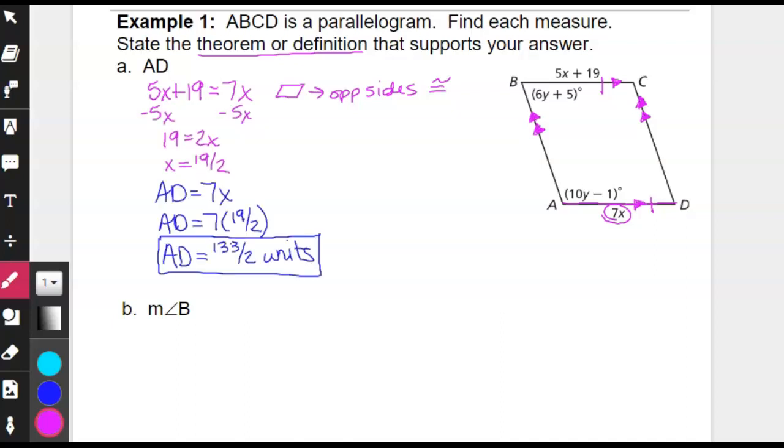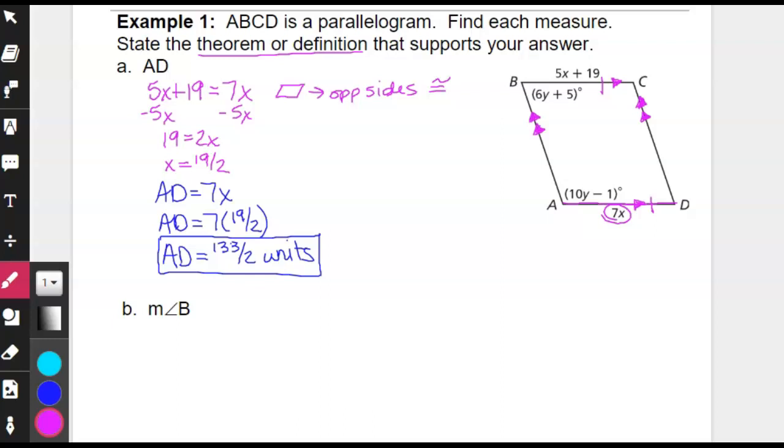Okay. You should have been able to show that the value of x is a fraction. It's 19 halves. And when you substitute 19 halves into the expression for side length AD, you're going to get 7 times 19 halves, which is 133 halves. And you don't have a unit of measurement, so you just label it as units.